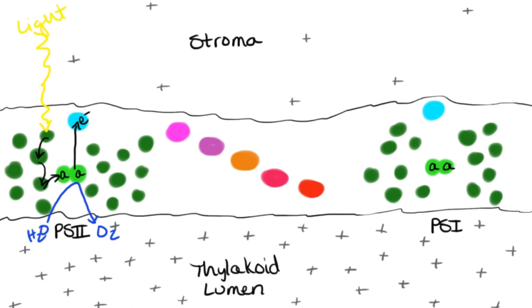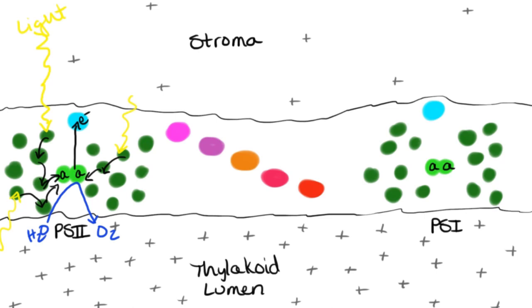And this is going to continue in that we're going to have more and more light energy come in. As that light energy strikes the various pigments, we're going to continue to funnel the energy to the chlorophyll A pair, which means we're going to have to continue to oxidize water and replace the electrons.